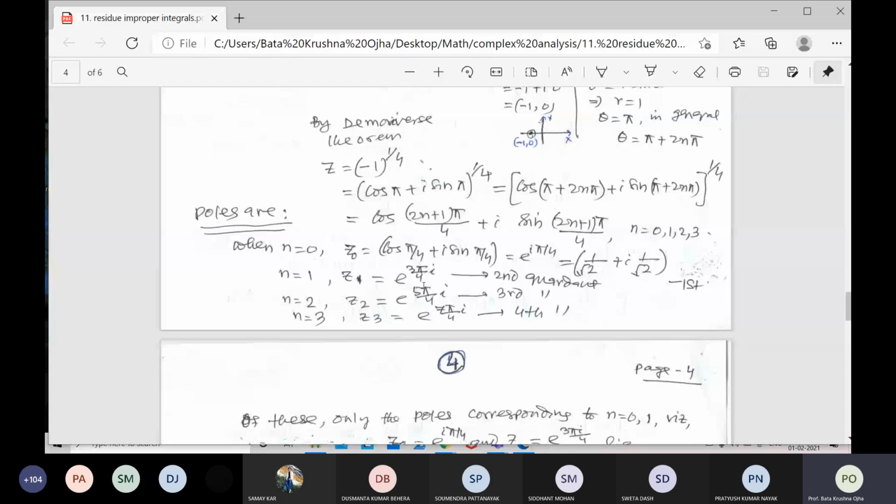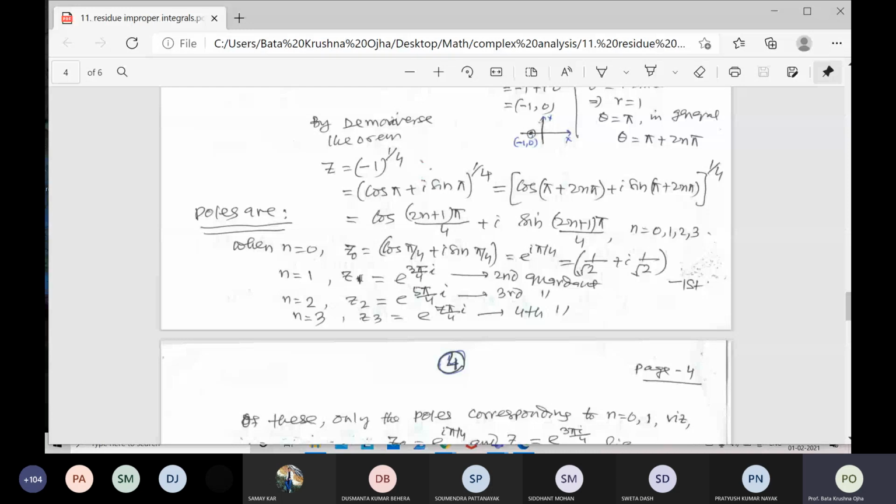z2 is equal to e to the i 5 pi by 4, so it is more than pi. It is in the third quadrant. Similarly, n is equal to 3 belongs to the fourth quadrant. Since z2 and z3 belong to the third and fourth quadrants, we have discarded them. They are not our required poles. Only poles are z0 and z1.